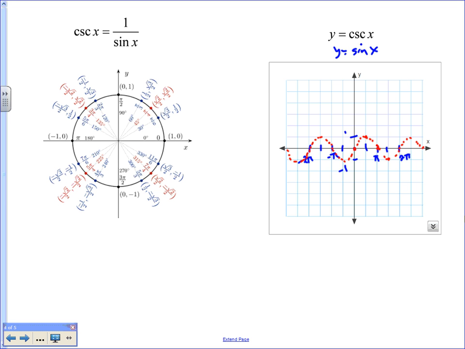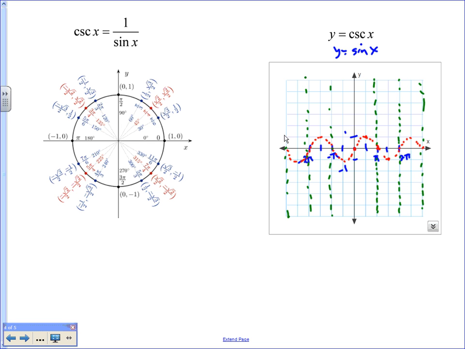Now we want to do basically what we did with secant, where every place that it goes through 0 is a vertical asymptote. Which again, there's kind of a lot. And then once we're done with that, we're going to make our U-shapes, and we're going to make our n-shapes. That's what they look like.